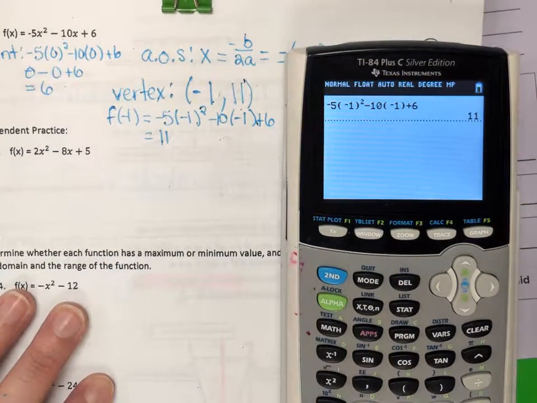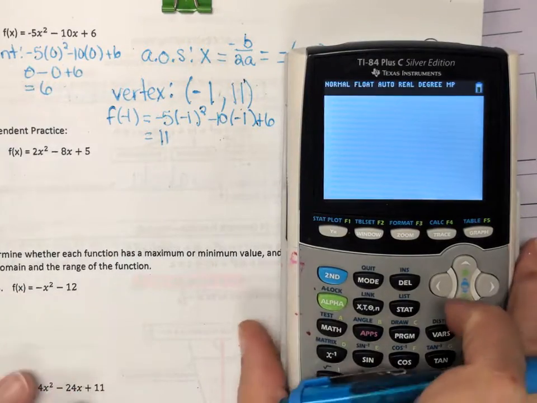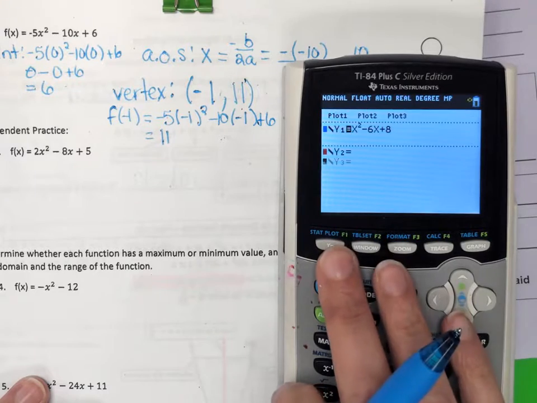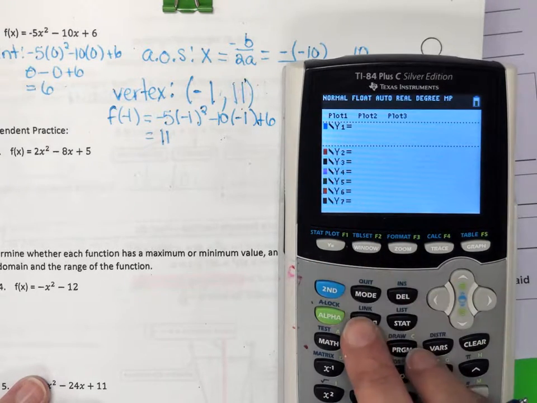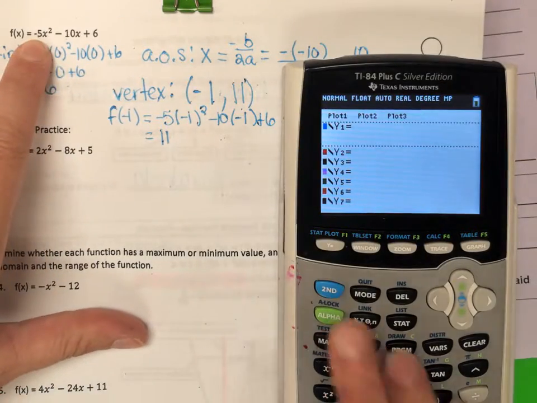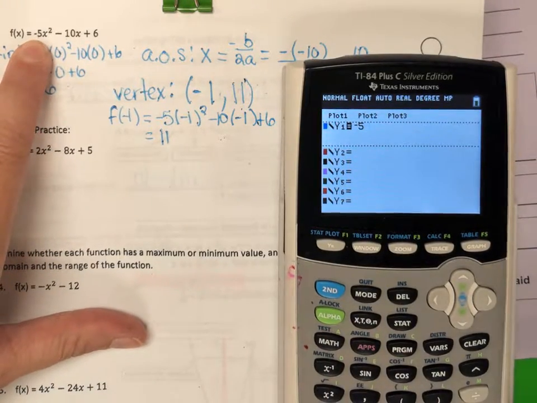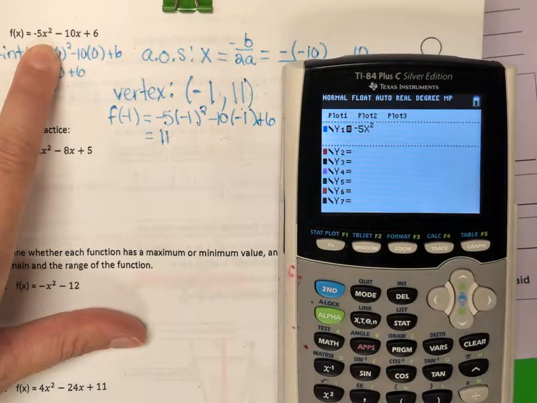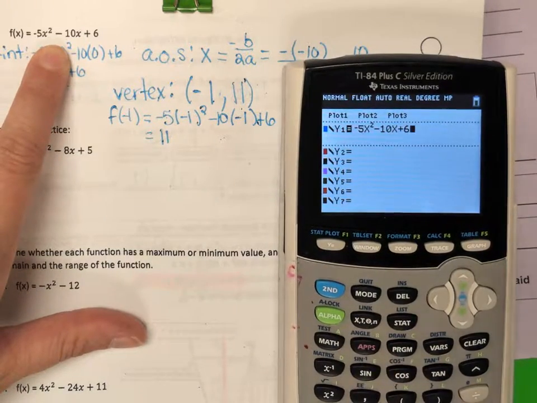Alright, what are we supposed to do from there? Make a table of values. So I got to go to y equals and clear it out. Don't be lazy. Clear it out. Alright, so we got -5, and then x is right next to the green button, squared. And then subtract 10x plus 6.